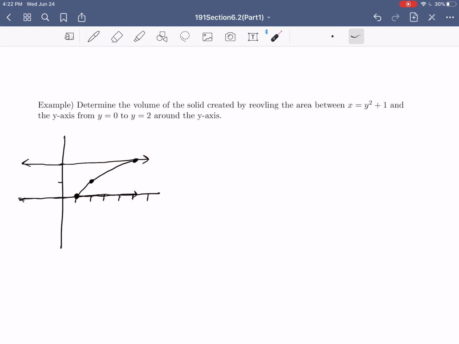And we want the stuff between the y-axis, y equals 0 and y equals 2. There's the y-axis, there's y equals 0, there's y equals 2, and there's our curve. So we're talking about this stuff in there.